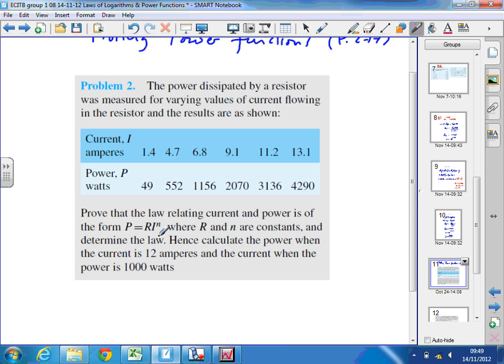Once we've found this formula, we've then got a relationship, P equals R I to the n, which will allow us to calculate the power when the current is 12 amps and the current when the power is 1,000 watts. So in other words, once you've got a formula, you can then use it. We've got a set of data, and we're going to use that data to try and come up with a formula that we can use. And that's the power of these things.